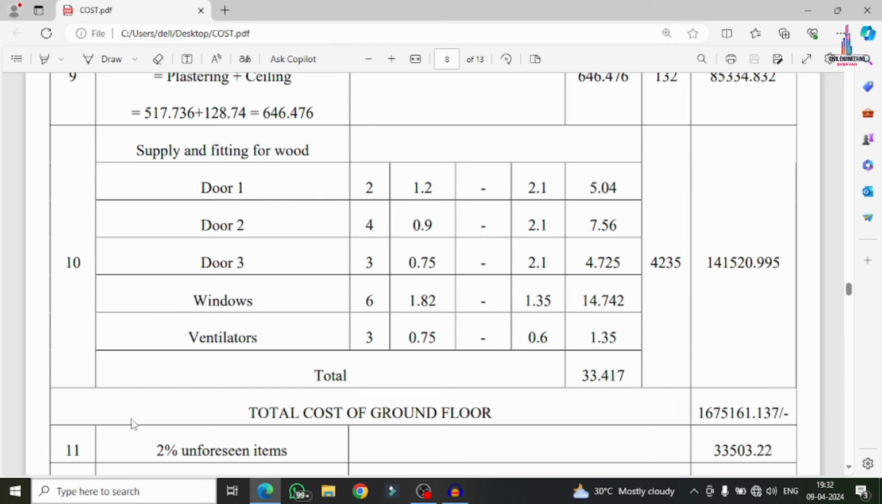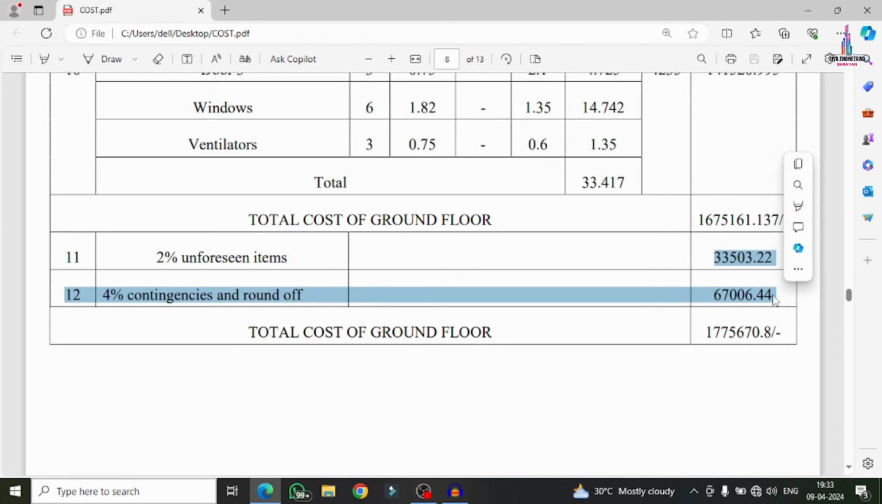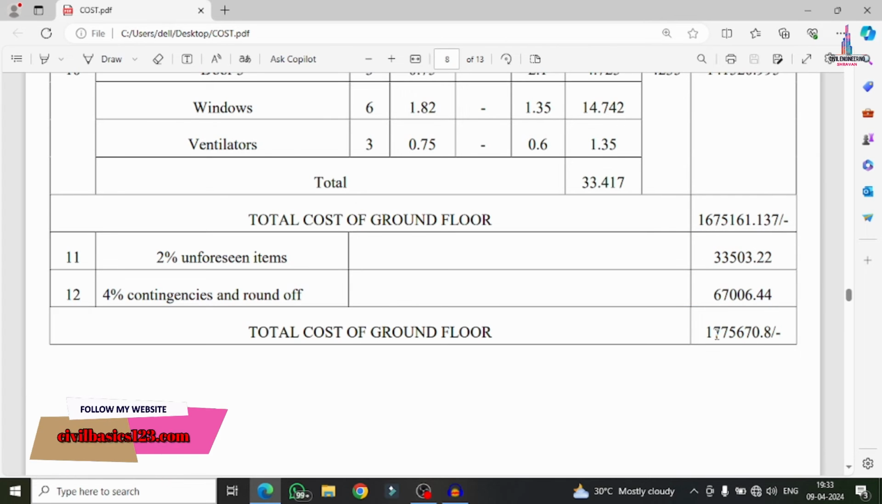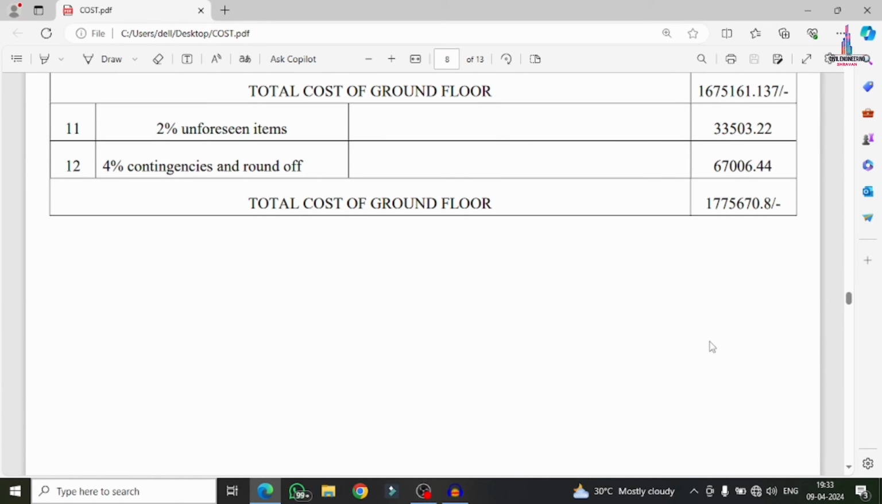16,75,161 rupees. So 2% I'm considering here as unseen items, which is approximately 33,000 plus, and 4% is contingencies and round off, which is approximately 67,000. Approximately, I'm taking 1 lakh as the extra cost for this particular project, so that we get the total cost as approximately 17,75,670 rupees here. So this is the process of calculating the cost estimation for the ground floor.